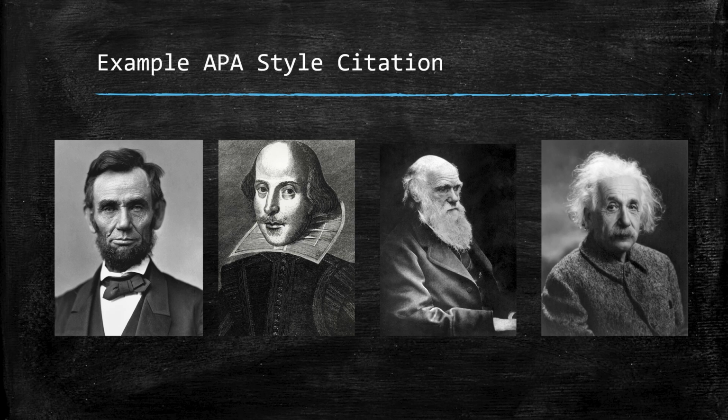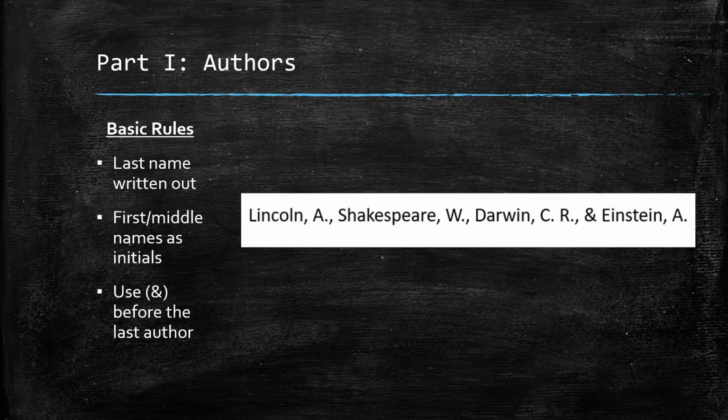Citations will always start with the names of our authors. For every author listed in the citation, their last name will be listed first, followed by the initials of their first and middle names. In this case, we start with Abraham Lincoln by writing his last name, followed by a comma, and then by the initial of his first name, followed by a period. Since we have a second author, we will place another comma to start the same process over again, but this time with Shakespeare.